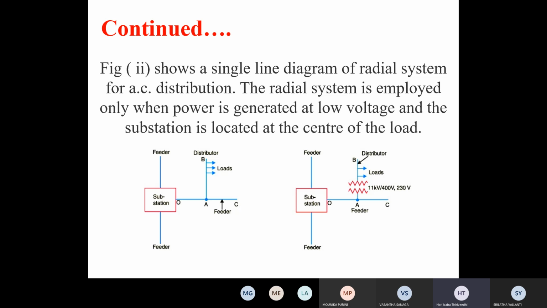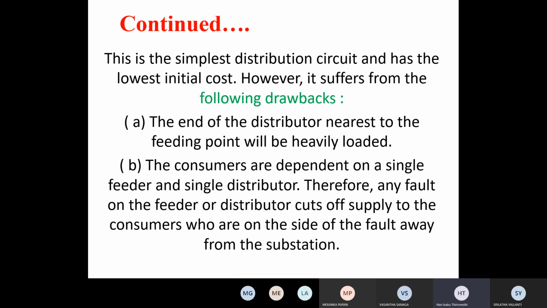Suppose there is a problem at any point of the line. The total system will be shut down.